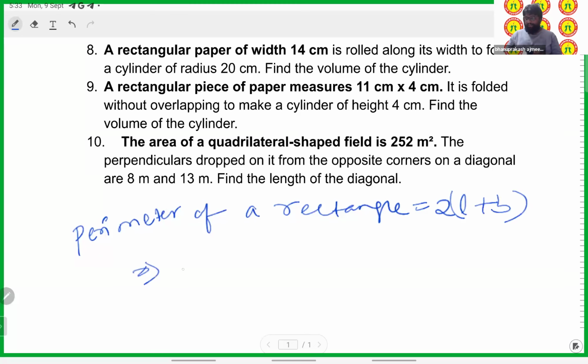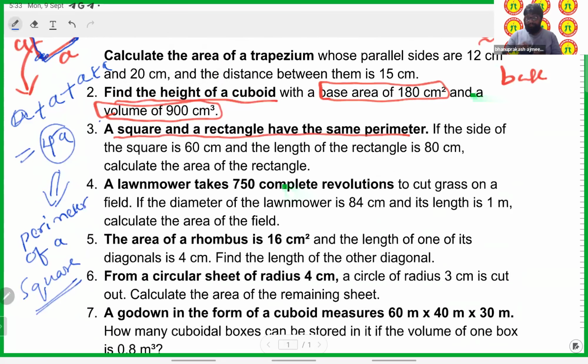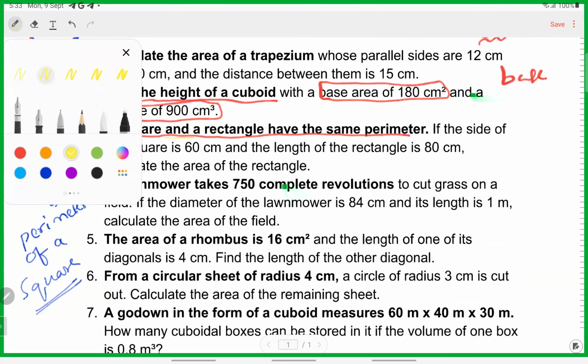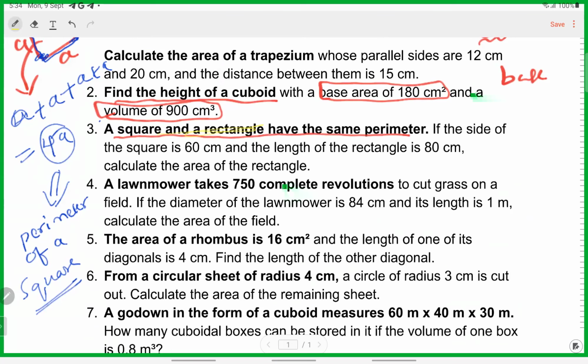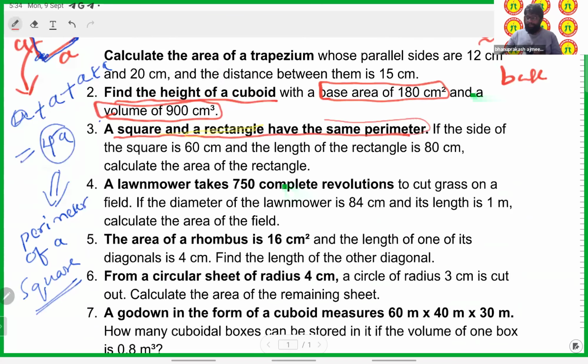They are saying, what exactly is mentioned in the question? Please tell. Sir, it's saying that the perimeter of square and rectangle are same, sir. So it is saying that perimeter of square and rectangle are same.